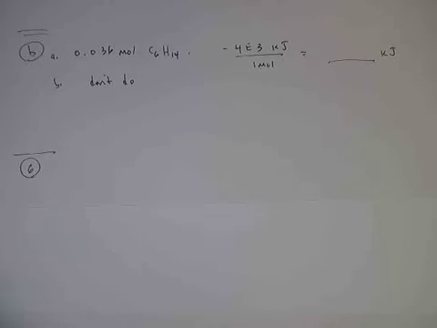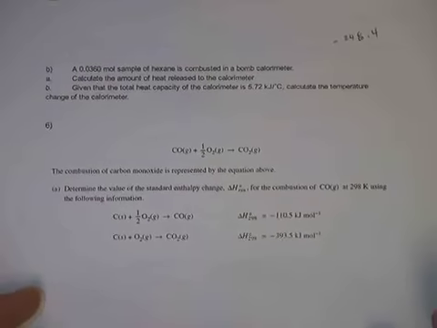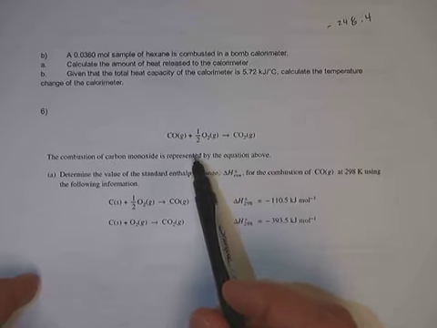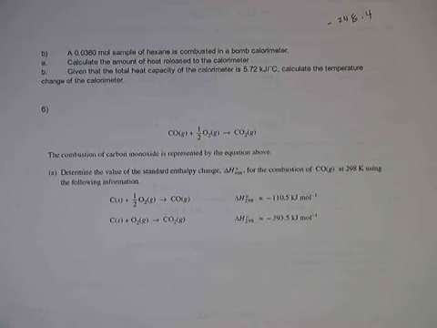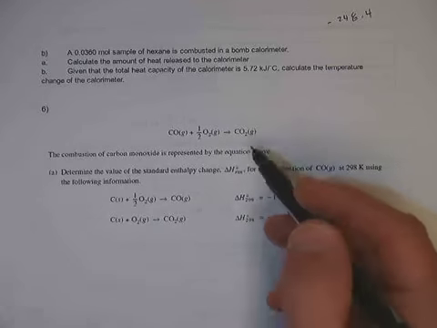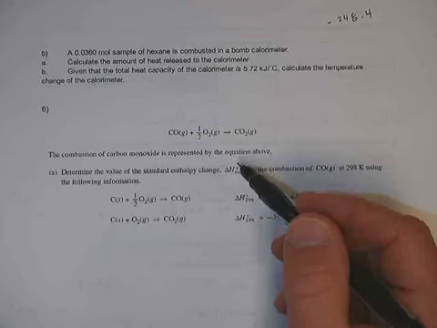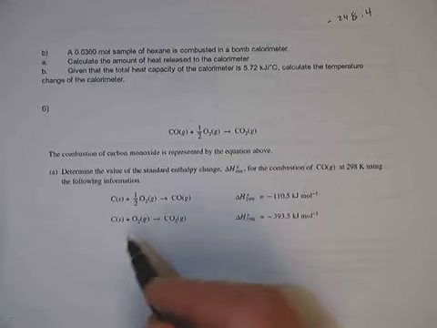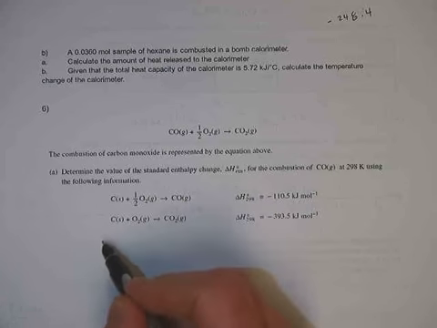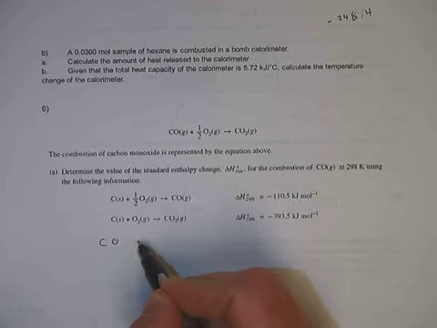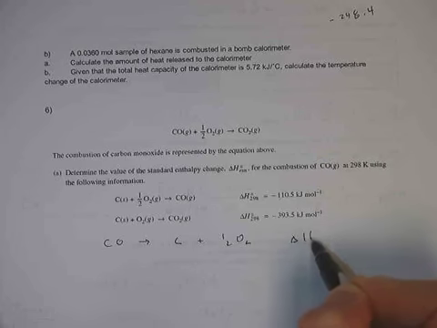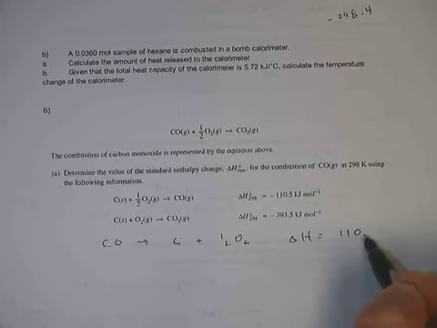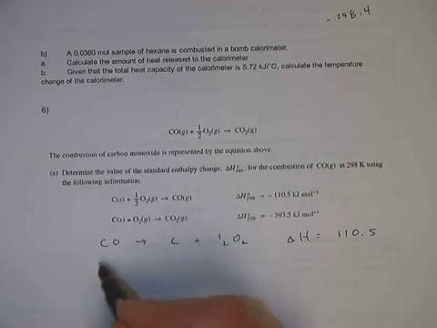In number 6, it says the combustion of carbon monoxide is listed above. Determine the standard enthalpy change for the combustion. And for this one, you would need to manipulate these two reactions to give you the top reaction right here. And so the first one, CO would have to be reversed to become CO goes to C solid plus 1/2 O2. And when you do that, the enthalpy sign has to be reversed to become positive 110.5. The second reaction remains the same.